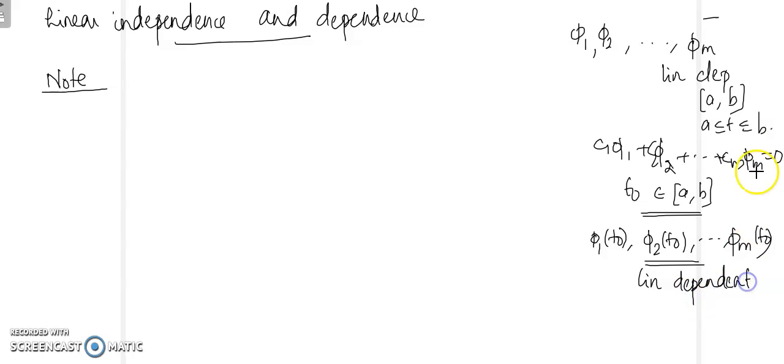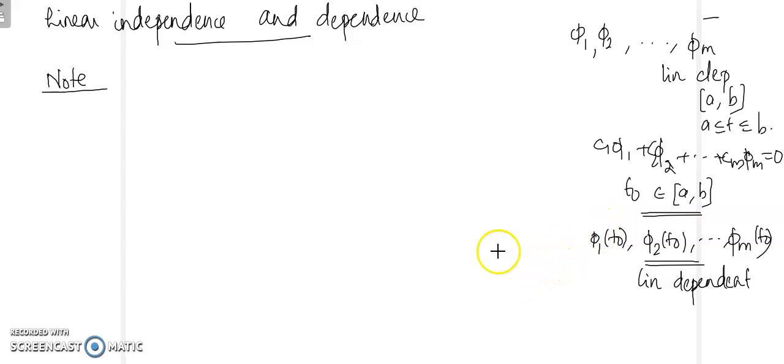So if you have linearly dependent vector functions phi1, phi2, etc., phi m in a closed interval AB, then for any fixed t naught belonging to AB, the constant vectors phi1 of t naught, phi2 of t naught, phi m of t naught will again be linearly dependent. But analogously, for linearly independent vector functions, that is not the case. If phi1, phi2, phi m are linearly independent, then when you take a fixed t naught, they need not be independent again. They may be dependent. So that is our note.